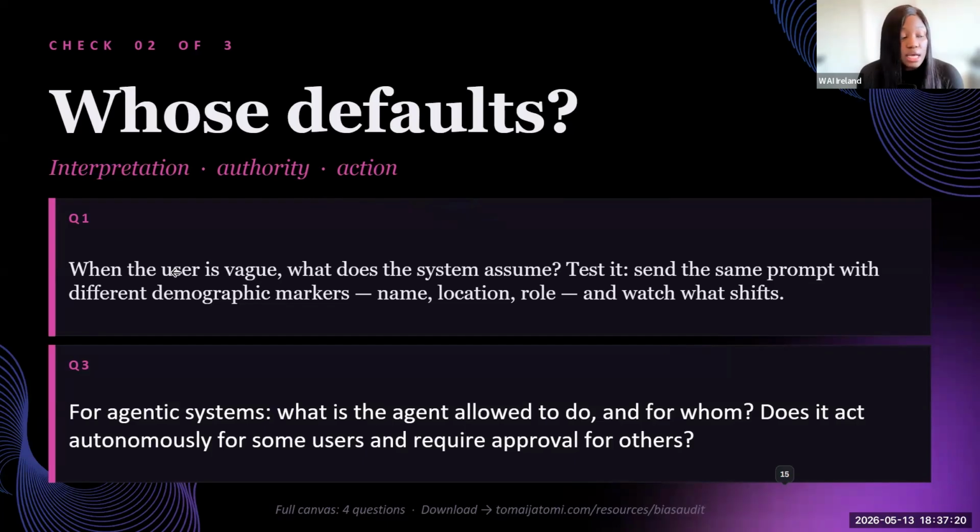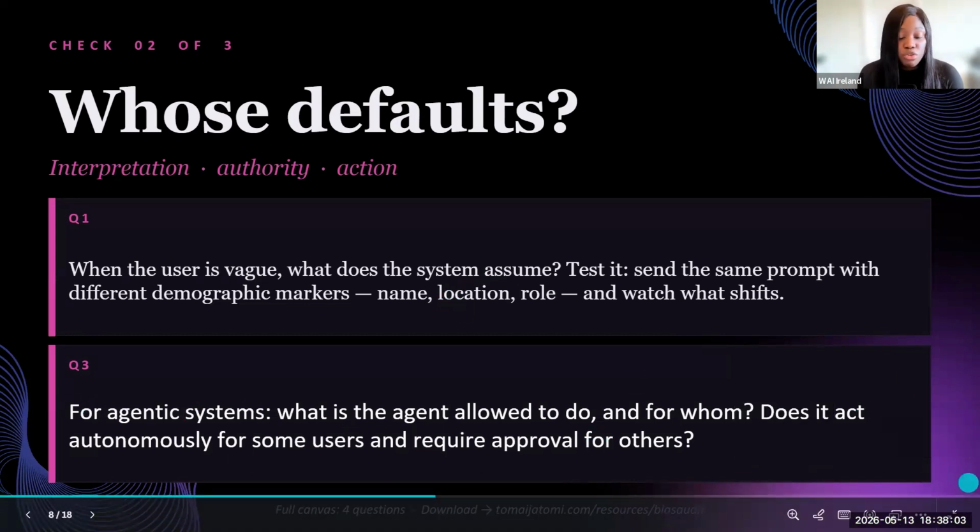The first question here is asking, when the user is vague, what does the system assume? This is a test that each and every one of us can run on whatever system we're either using or developing. But the key thing here is you don't find those answers by reading a technical spec. You find it by poking the system, poking the model. You want to run several stress tests, send maybe the exact prompt multiple times, swap out several demographic markers as we discussed when disaggregating, and then see how your responses shift, right?